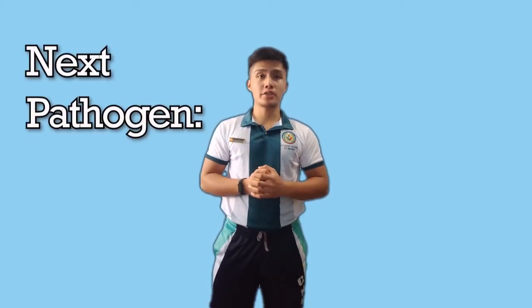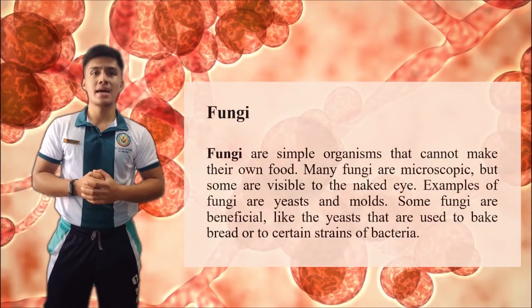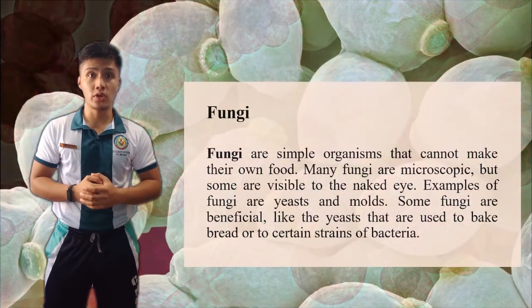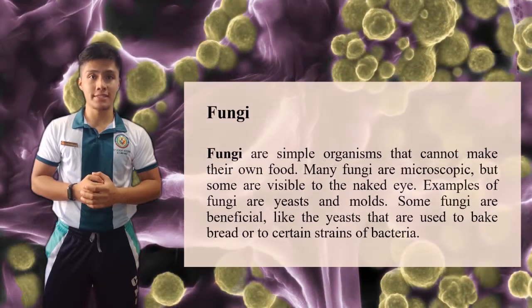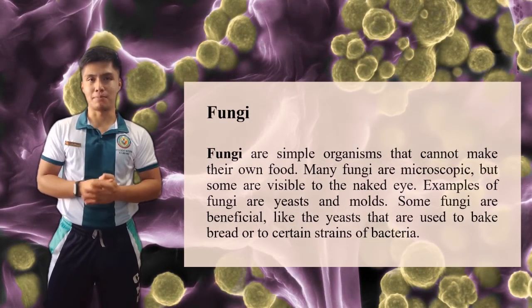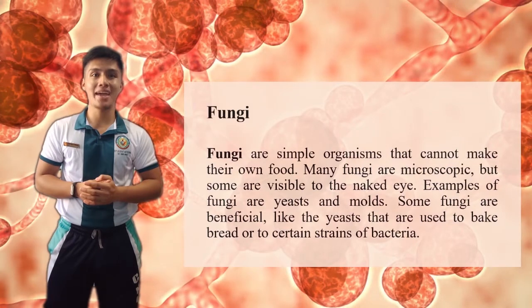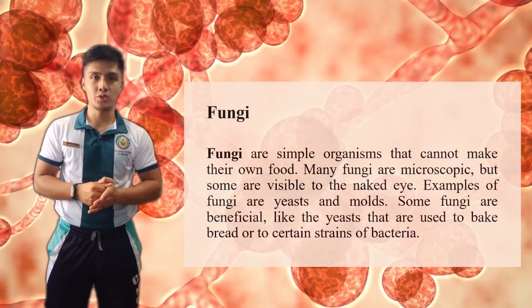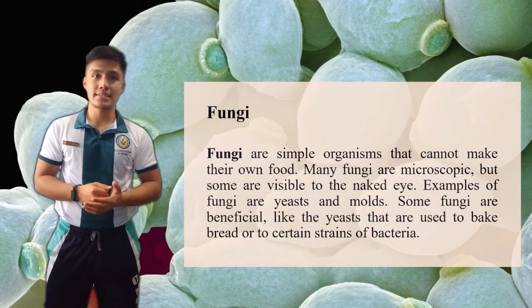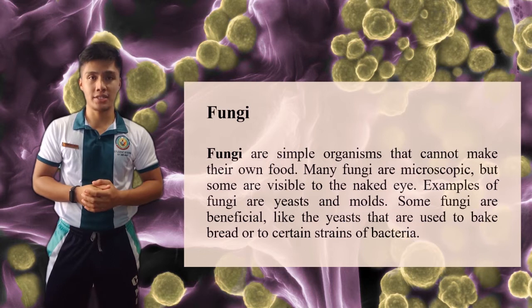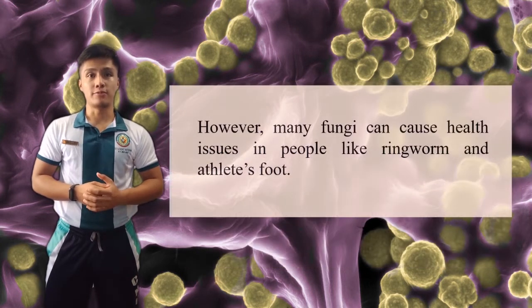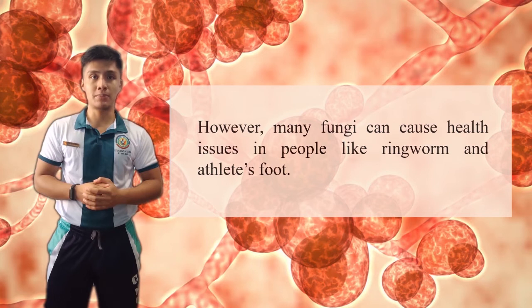The next type of pathogen is the fungi. Fungi are simple organisms that cannot make their own food. Many fungi are microscopic, but some are visible to the naked eye. Examples of fungi are yeasts and molds. Some fungi are beneficial, like the yeasts that are used to bake bread or to certain strains of bacteria. However, many fungi can cause health issues in people, like ringworm and athlete's foot.